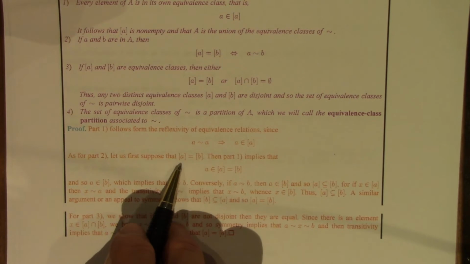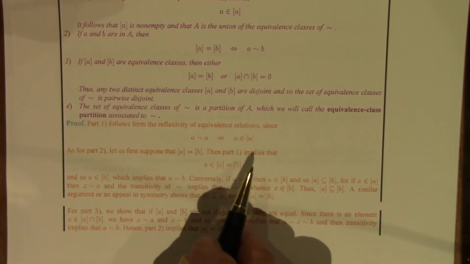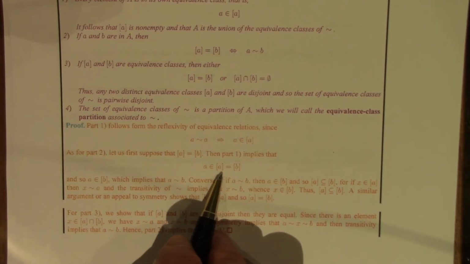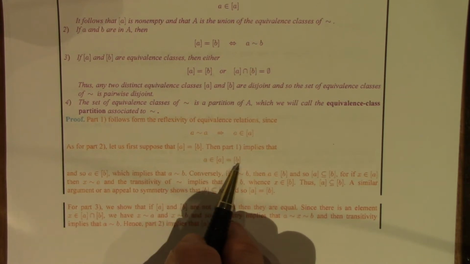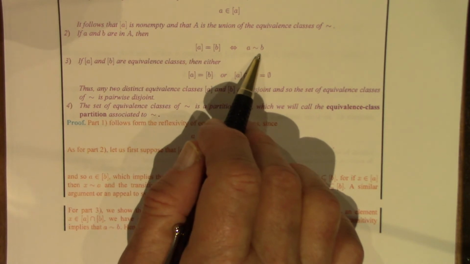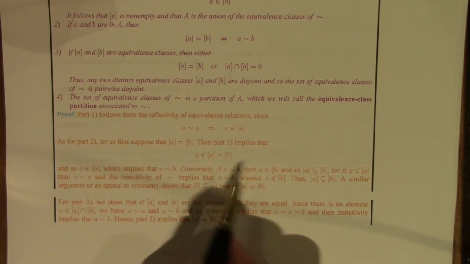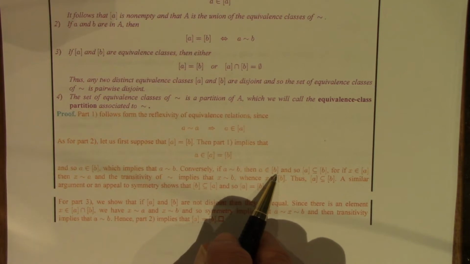First, we'll suppose that the two equivalence classes are equal. Then part one tells us that little a belongs to the equivalence class containing a, which is equal to the equivalence class containing b, and therefore a is equivalent to b. And that's one direction in this biconditional. For the converse, if a and b are equivalent, then a belongs to the equivalence class containing b as well.